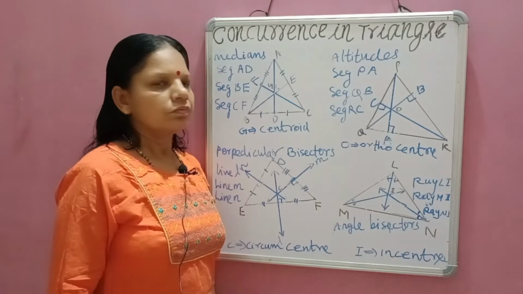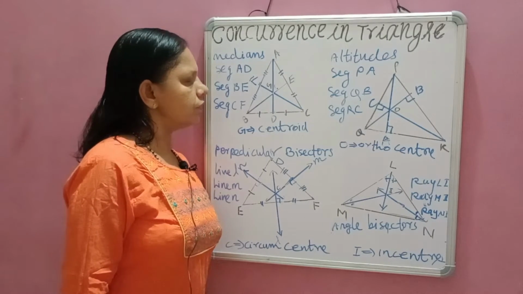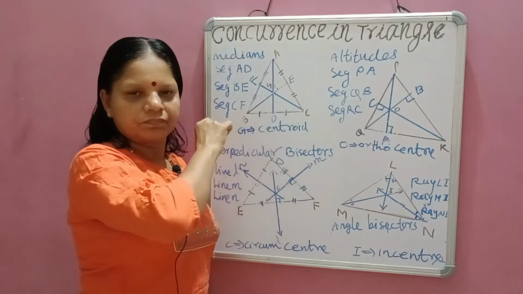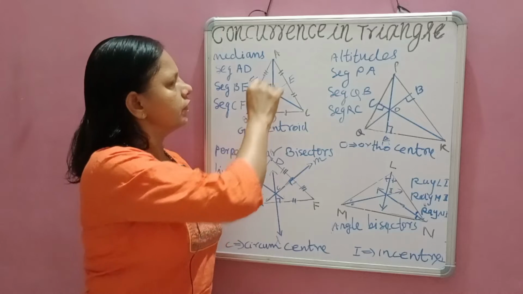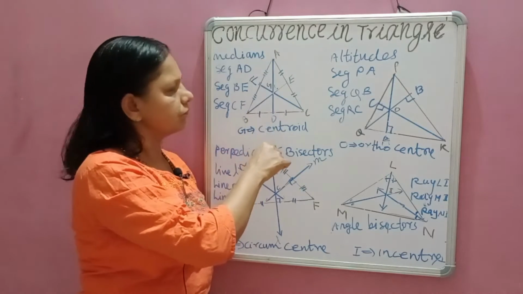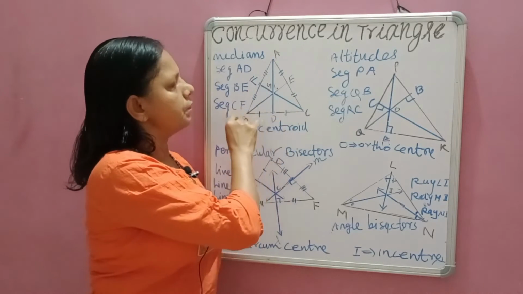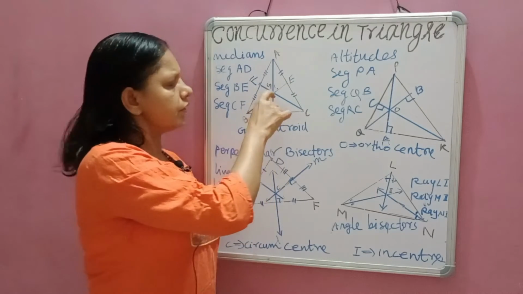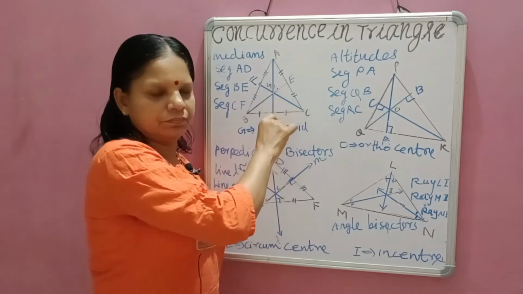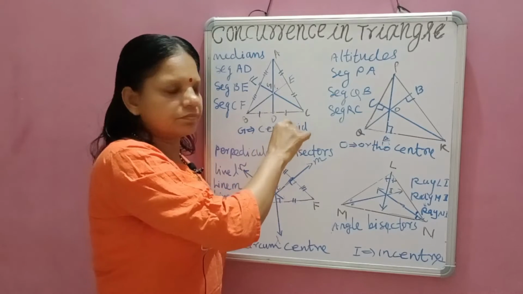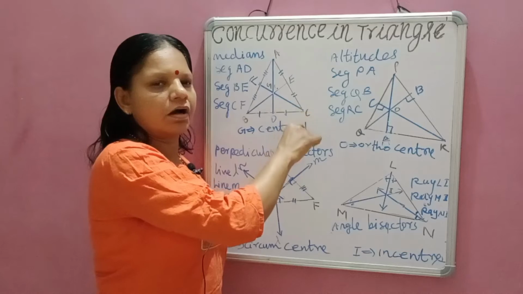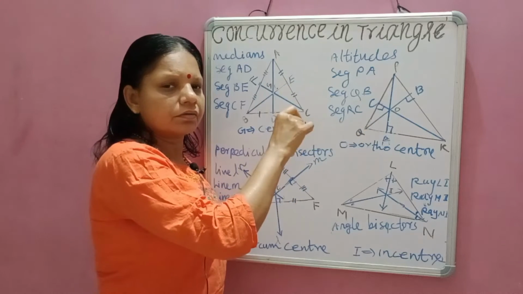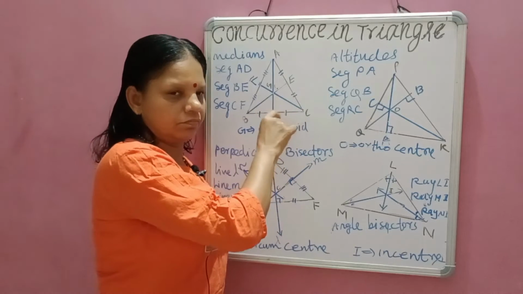So look at the first figure. There is a triangle ABC. You can see three segments AD, BE and CF intersecting at a point G. Means these segments are concurrent. What type of segments they are, we will see.